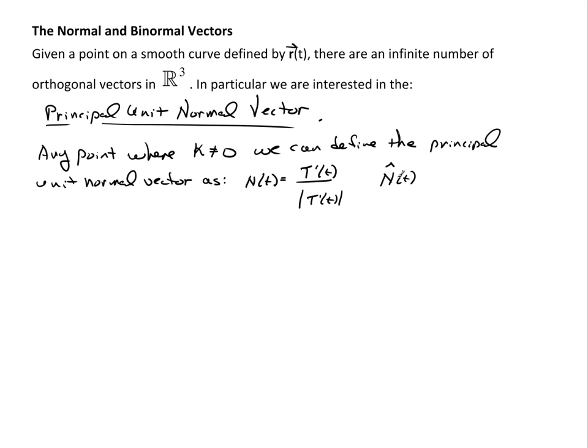Okay, now, this principal unit normal vector is in fact orthogonal to the unit tangent vector. Remember the unit tangent vector, T of t equals r prime of t over the magnitude of r prime of t. Now, these two are actually orthogonal to each other, although it may not be so obvious. Now, let me show you why, or justify why.